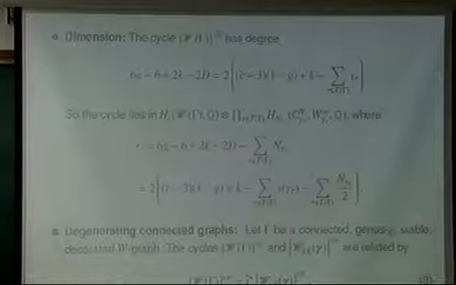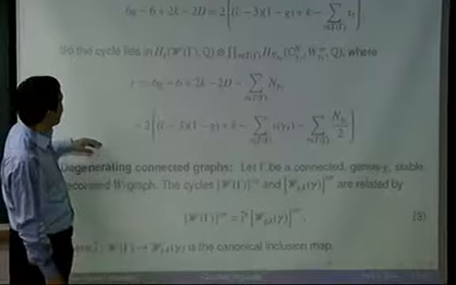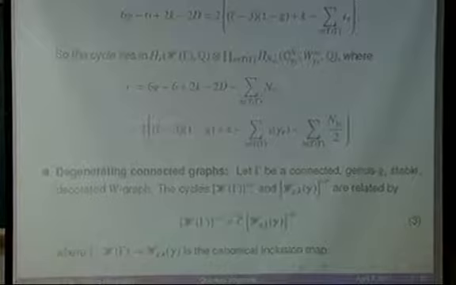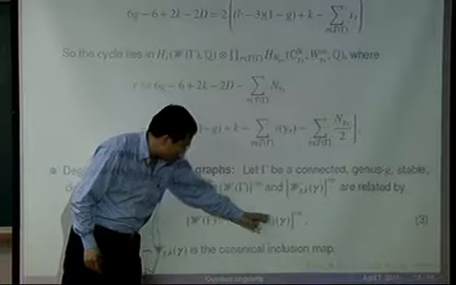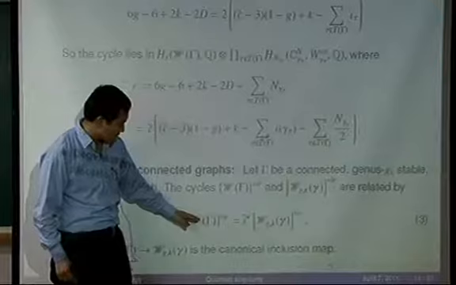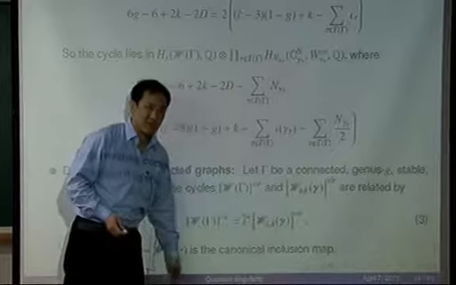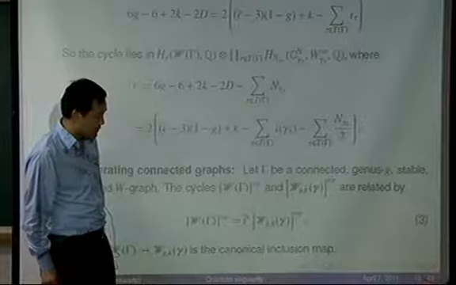The first one is the dimension axiom. So the dimension here gives the virtual dimension of this cycle, and also the degenerating connected graph and so on. For example, this one gives you a relation of the virtual cycle of the principal component with the boundary component. So the virtual cycle of the boundary component is just a pullback, a restriction of this big virtual cycle on the boundary. So W gamma is the boundary component of this W g k gamma? Yes, I see.